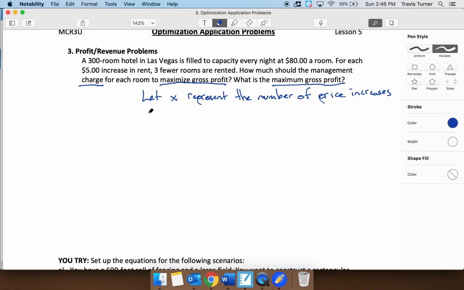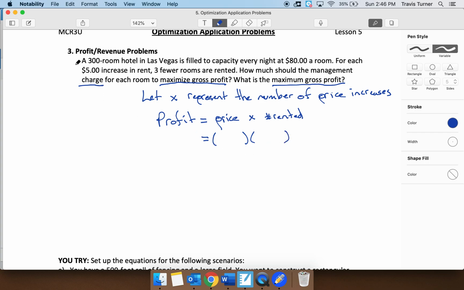When you do these questions, profit or revenue, profit is always going to be considered price of what you sell times the number sold, or number rented in this case. So we've got the price of the rooms times the number rented. So we need an expression for price and an expression for the number rented. When you set these up, you're always going to have these two things multiplied together.